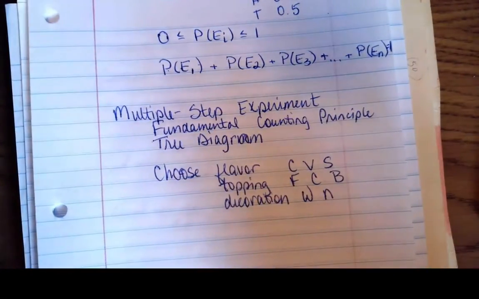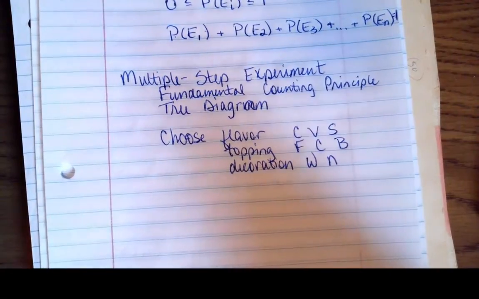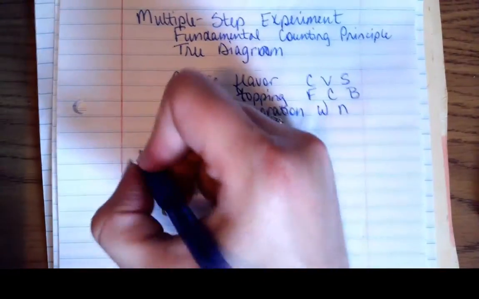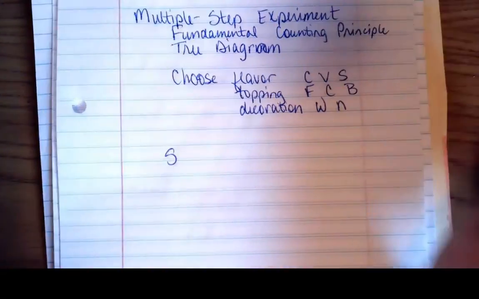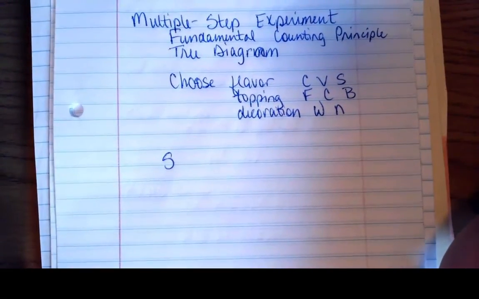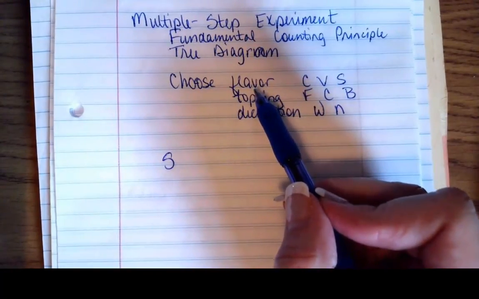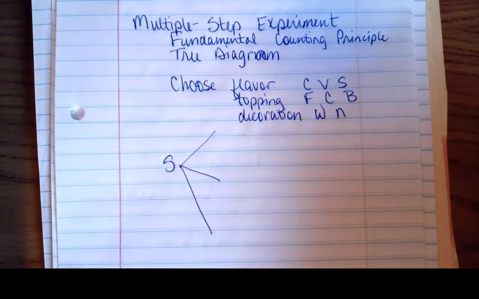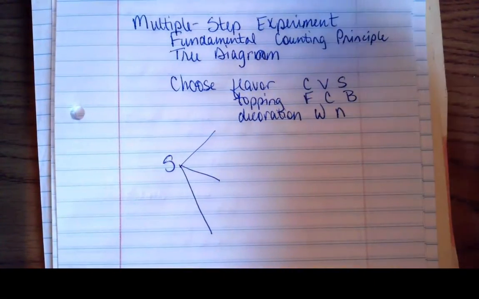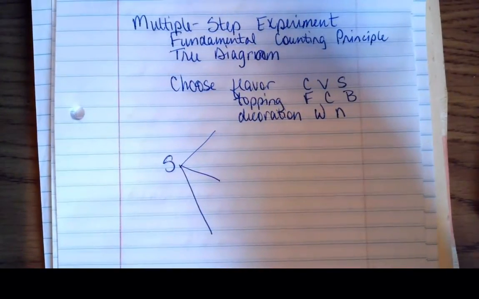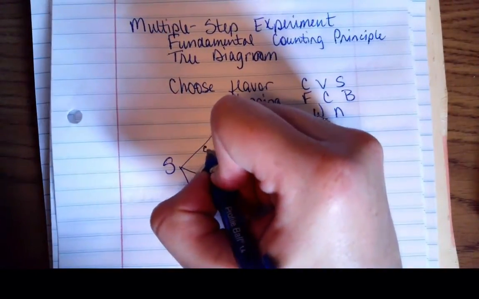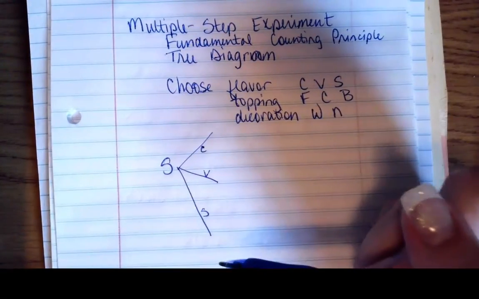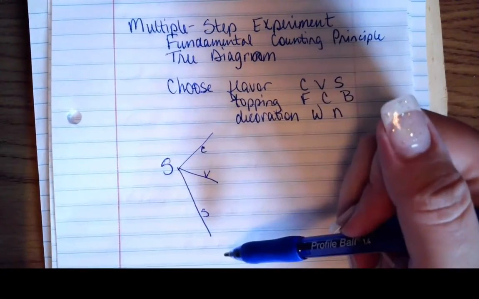All right, so what could I do? I can make a tree diagram. What I'm going to start with is my goal is to make an S, a sundae. The first thing I need to do is choose a flavor. So I've got 3 options for choosing a flavor. So there's my little tree diagram. And this is not going to be pretty because it's going to get crowded really fast. Once I choose chocolate, vanilla, or strawberry, that's phase 1. So I've got 3 options there.